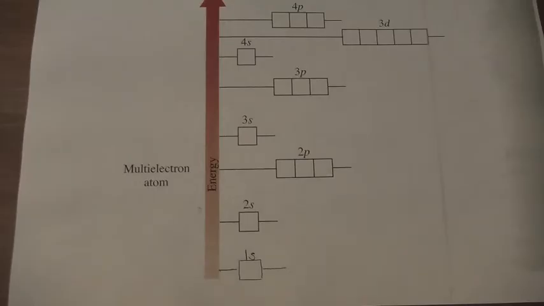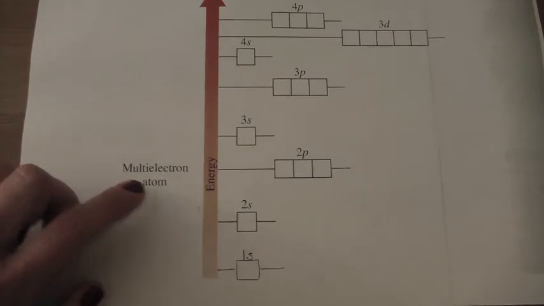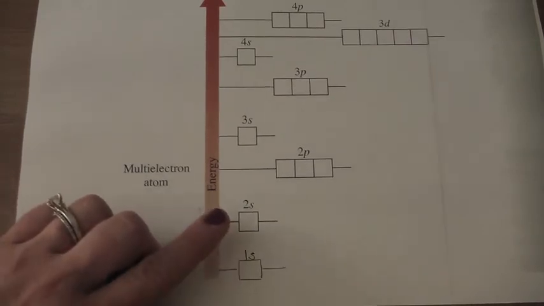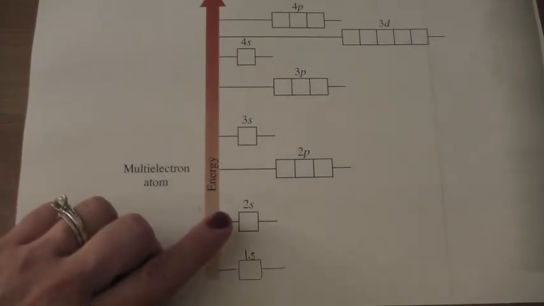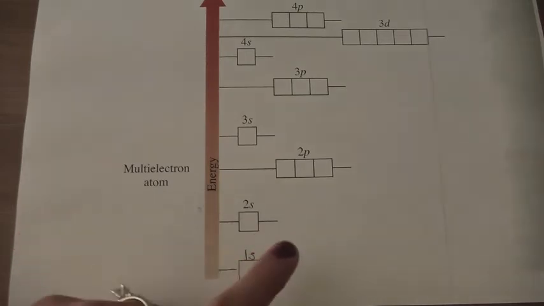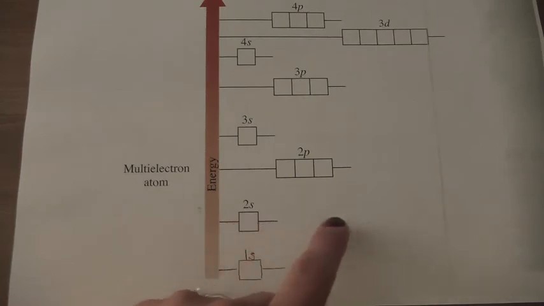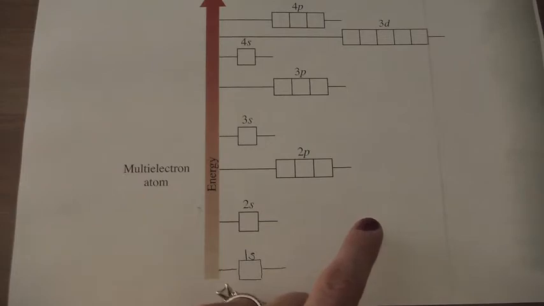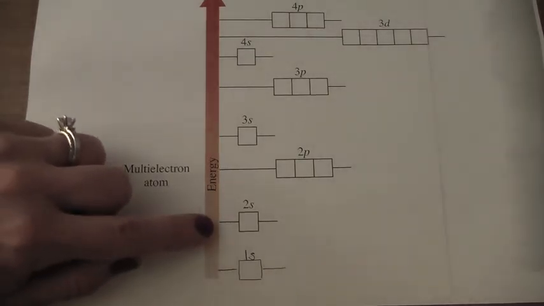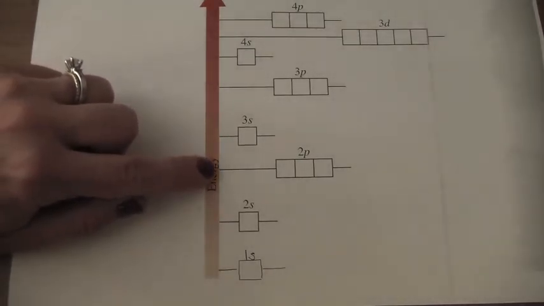Here's an orbital diagram for a multi-electron atom. We have the 1s, and then we have the 2s. Now before, when we only had one electron, such as hydrogen, we had the 2s on the same line as the 2p, because they had the same energy, because there was only one electron. Now if there's more than one electron, they interact and they cause the sublevels within the same principal energy level to have different energies. So the 2s is at a lower energy than the 2p.